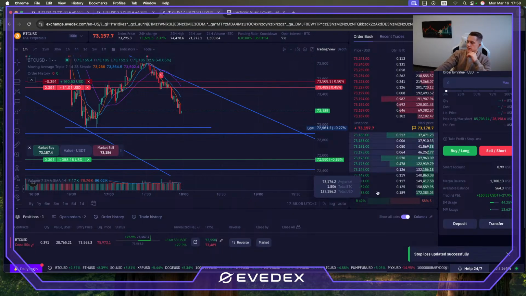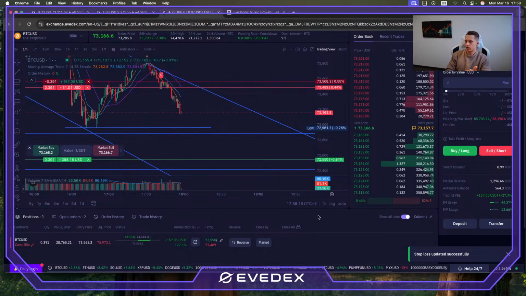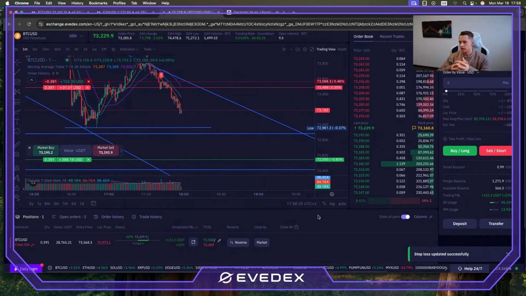So as you can see, the short positions do outweigh the long positions by quite a lot. I would say it's extremely strong, and I will say that there is a strong signal that we are going to get that push through that level. The short positions are outweighing the long positions by quite a big difference.